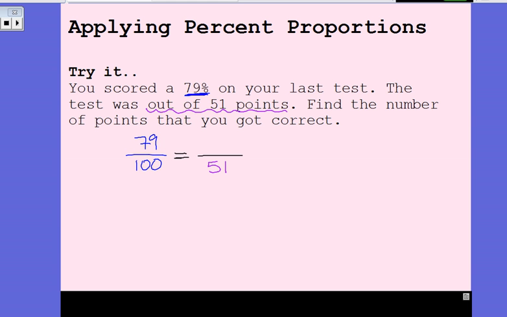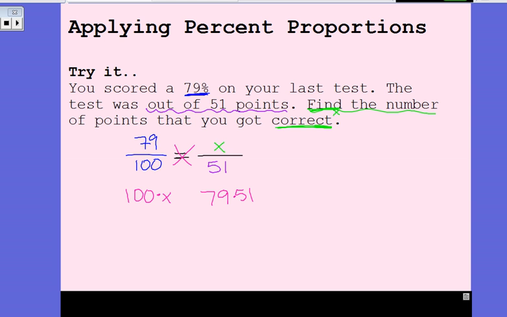And then it's asking me to find the number of points that I got correct. Well, I know that correct points is similar to the percentage I got correct, which means I'm putting an X in the numerator because I'm asked to find it. I'm not told it. So I set up that second ratio, and then I do my steps. We're going to cross multiply first. We get 100 times X, and then 79 times 51. Once I do that, I come up with my cross products.